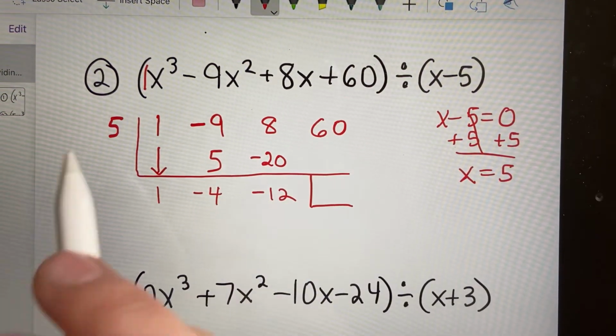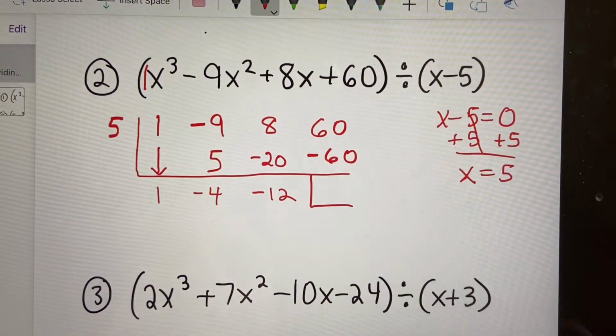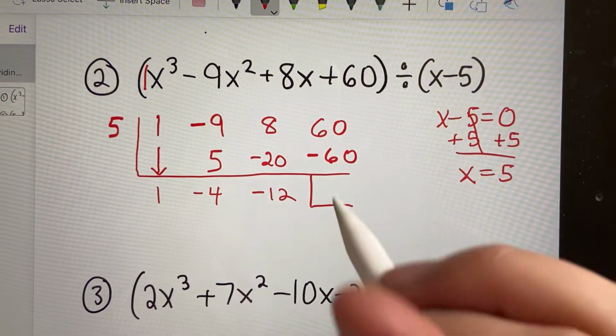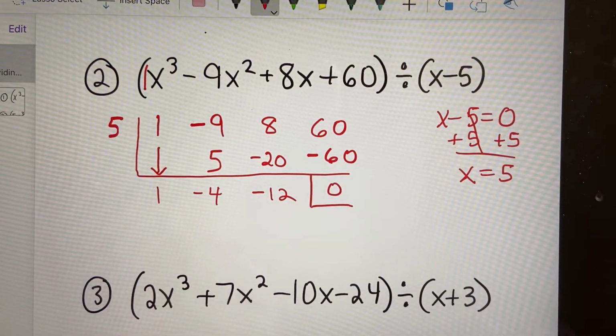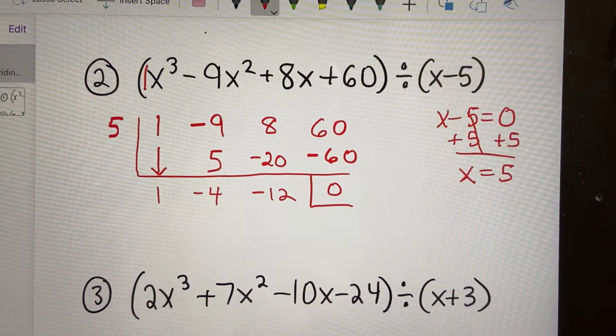And then finally multiply 5 times negative 12. That's negative 60. And 60 plus negative 60 is 0. So again, just like with the last one, I got a 0 at the very last blank, which means there's no remainder.